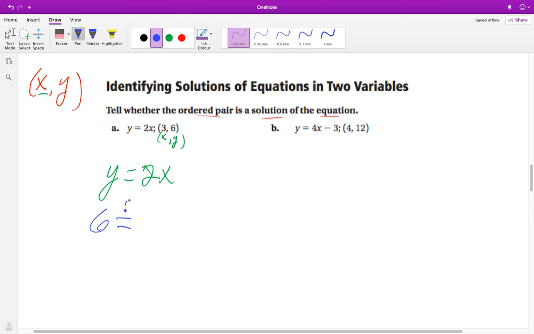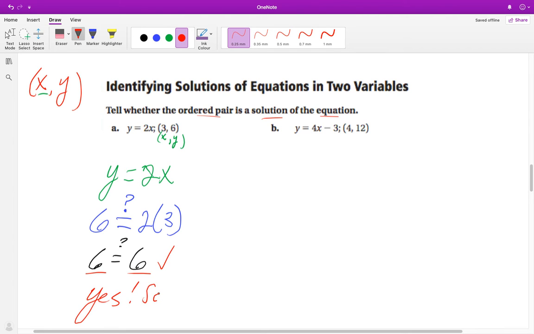And I'm asking, does this actually equal? I'm not saying 100% beforehand. I'm trying to figure out, does it work? So now 6, does this equal 2 times 3? Well, 2 times 3 does equal 6. So do they equal? 6 does equal 6. Yes. So that means that this is a solution, because it satisfies the equation.